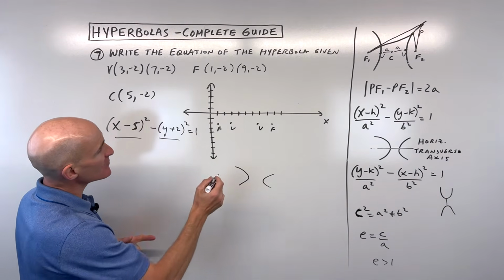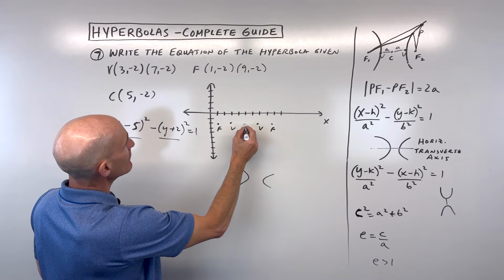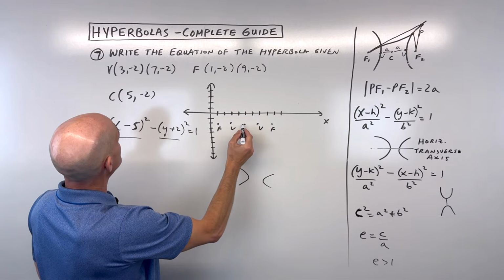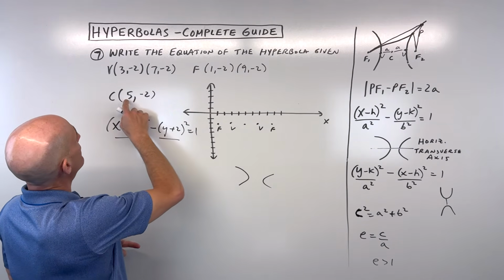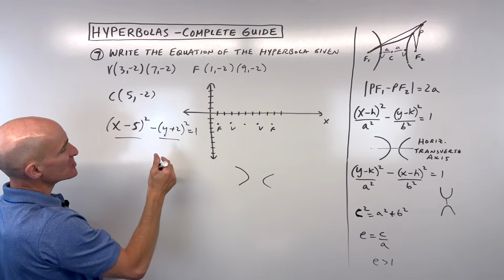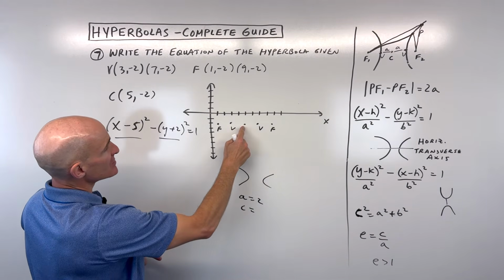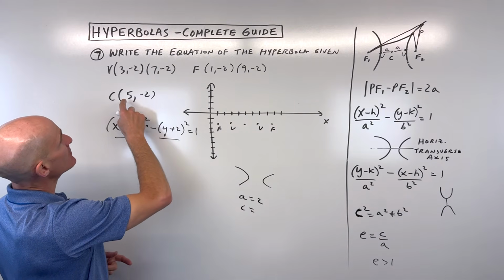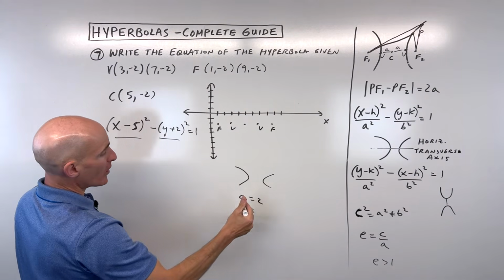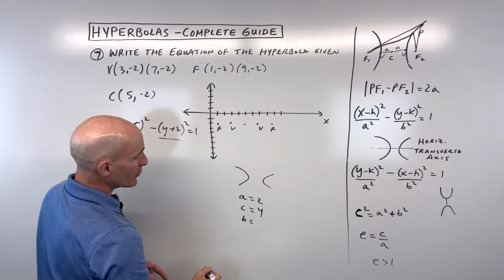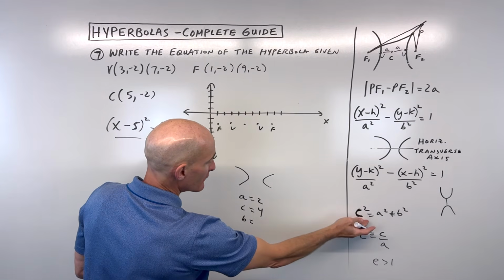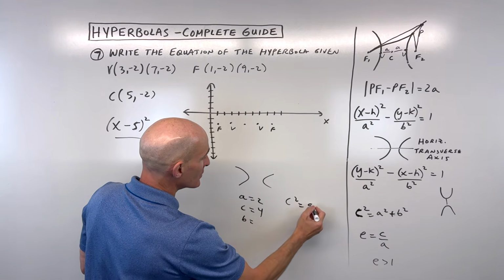Now remember, the distance from the center to the vertex, that distance is a. So from (5, -2) to (3, -2), that's 2. So you can see that our a value is equal to 2. Our c value is the distance from the center to the focus, so that's going to be a distance of 4.